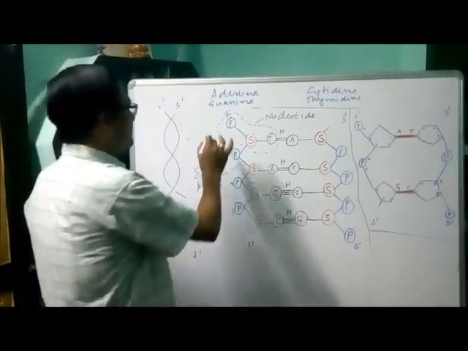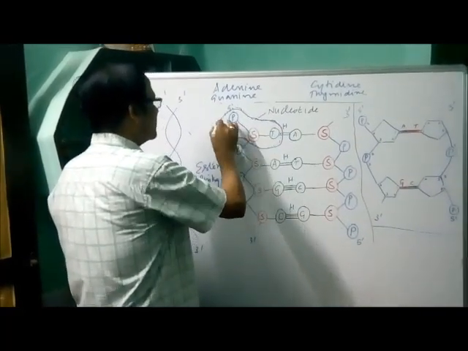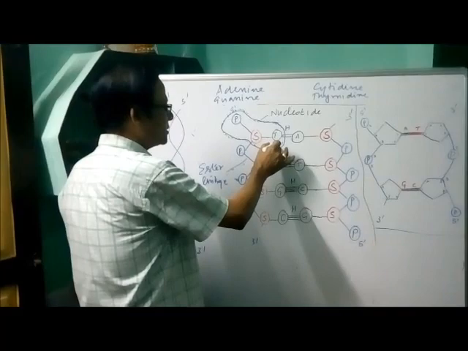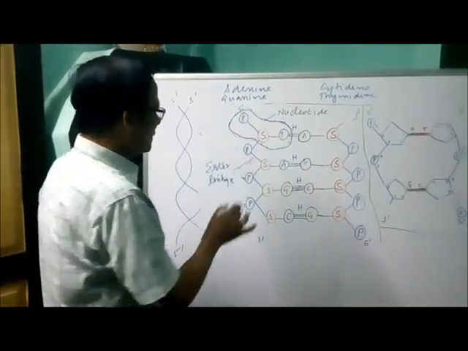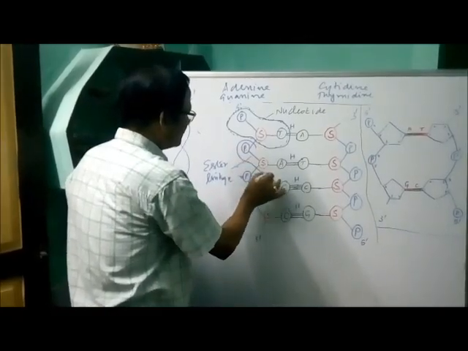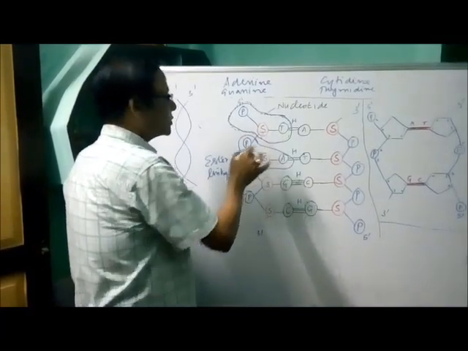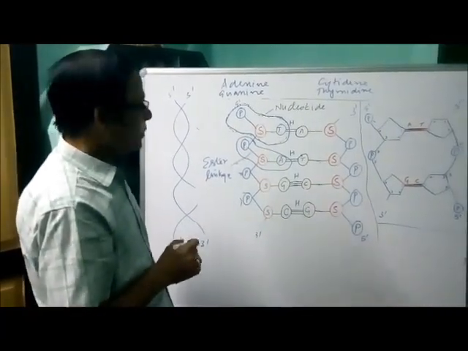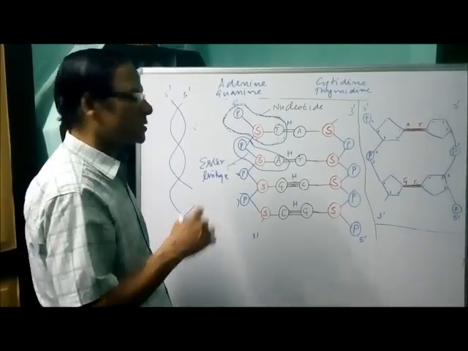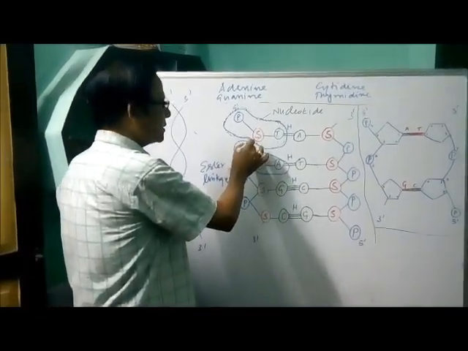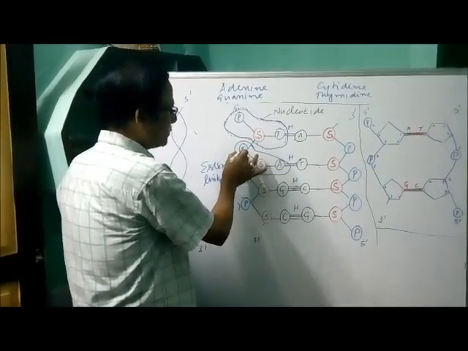Now you see that one, I represented one nucleotide. A nucleotide is formed of a nitrogen base, here thymine, a sugar, and then phosphate. Now this is another nucleotide. The two nucleotides are joined together by means of phosphodiester linkage. This is one ester linkage between the sugar and phosphate, and this is another ester linkage between the phosphate and the sugar.